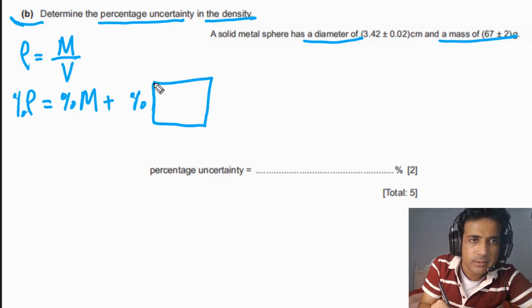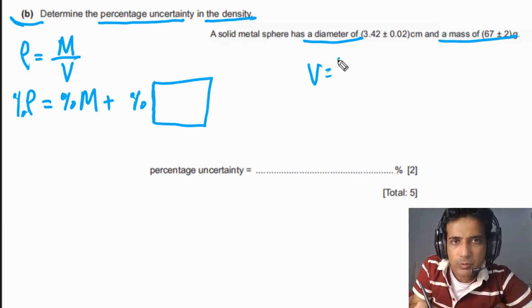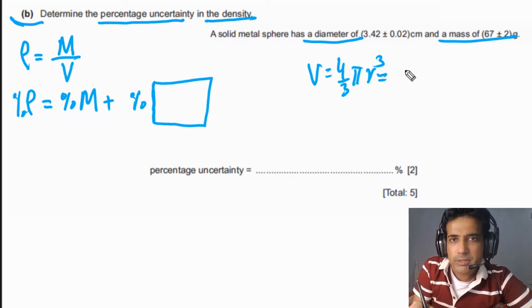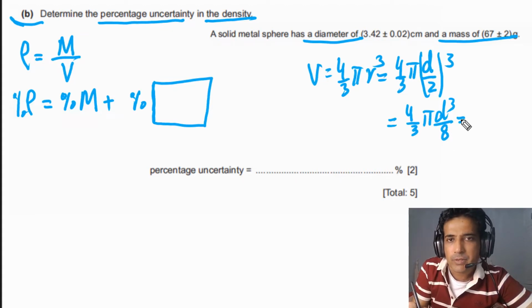Percentage uncertainty in volume. Now first of all, we need to understand volume is equal to 4 by 3 pi r cube. For this question, we have diameter, so we can rewrite this one. So we can write it in terms of diameter. So radius is equal to diameter divided by 2. We need to take cube of this. So if we simplify this one, we will get 4 by 3 pi d cube divided by 8. We can further simplify this one. We can cancel this 4, and here we will get 2.